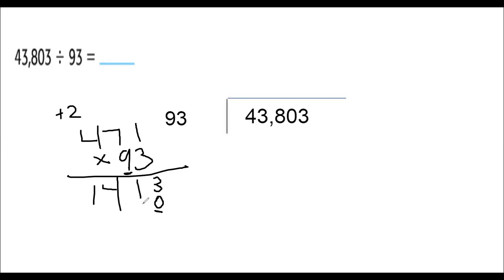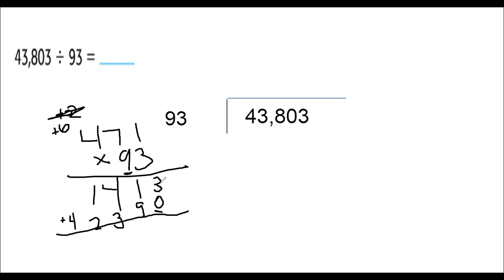9 times 1 is 9. 7 times 9 is 63. And I used that last time. I'm going to add that 6 for regrouping. 9 times 4 is 36 plus 6, which gives me 42. Now I've got it all lined up.